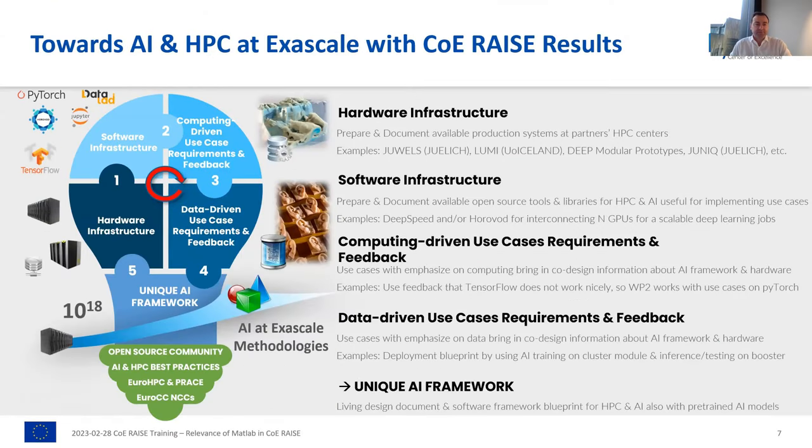What we offer then as a CoE is something we call this unique AI framework towards exascale, right? But obviously it works already for petascale and pre-exascale systems, where you see some ingredients here. We had co-design elements on the hardware infrastructure that we have today, but also software infrastructure, all the different tools that are around, which we analyzed. And then of course the use cases that I was alluding to earlier. This all was taken into account to create this unique AI framework that I will talk a little bit about in the next couple of slides, and how we created it.